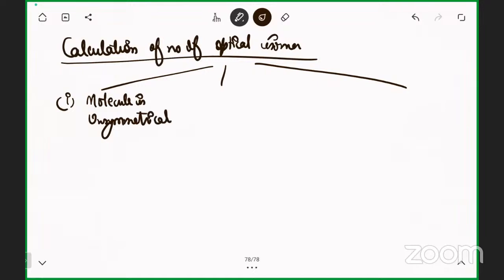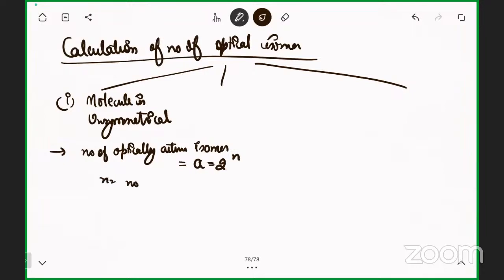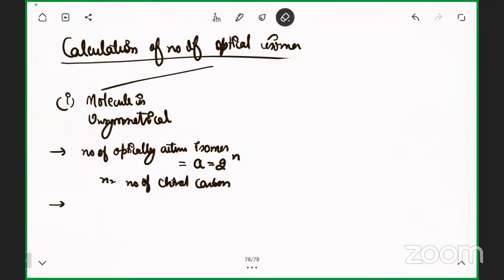It means first what you have to do in this particular case, first what you will do, calculate the number of optically active isomers. How will you calculate? That will be A equals 2 to the power n. What is n here? n is equal to the number of chiral carbons. Okay, I'll tell this with another 2 examples in the next page.